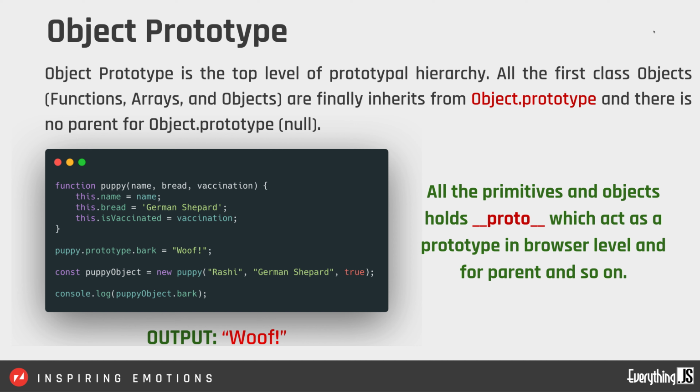Here we have created a new instance of the function constructor which we created, called puppy. We instantiated it and created an object out of it, called the puppy object, and on that object we tried to access the bark property. That is again in the prototype, and this underscore proto underscore property is what's represented in the browser when you try to debug and see this.